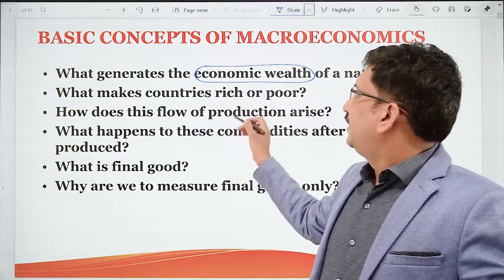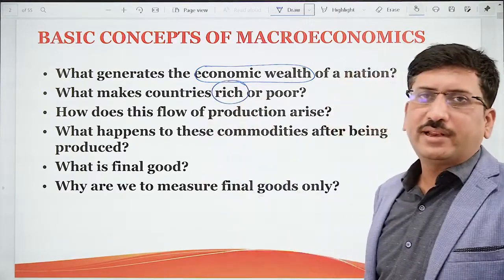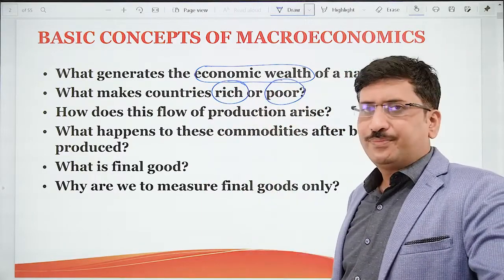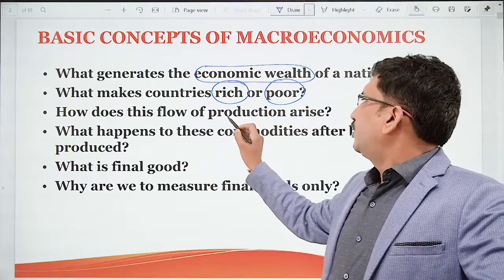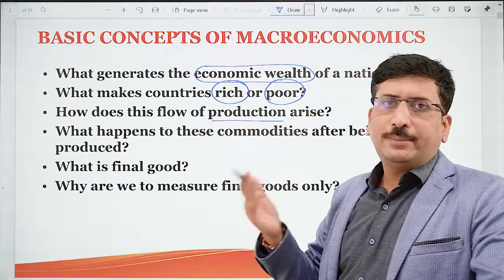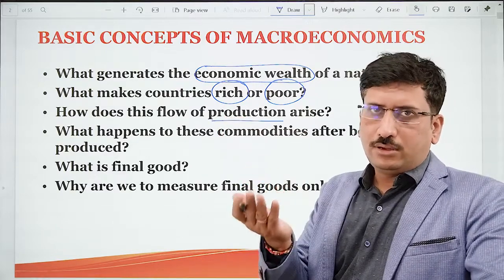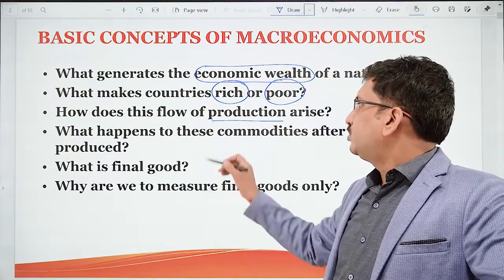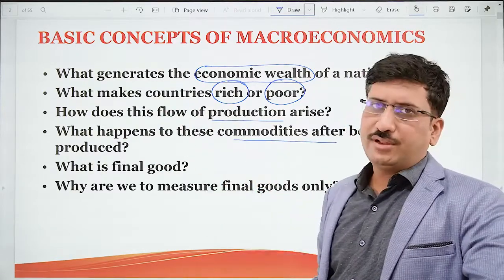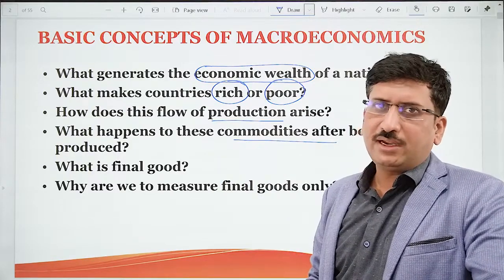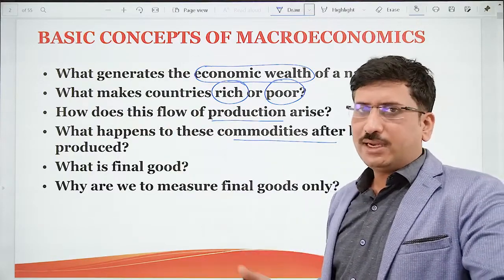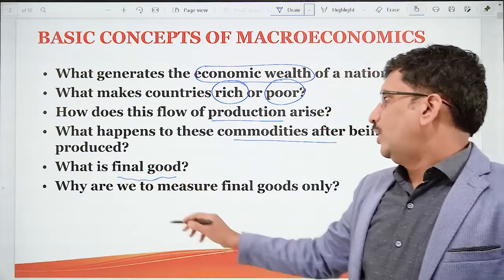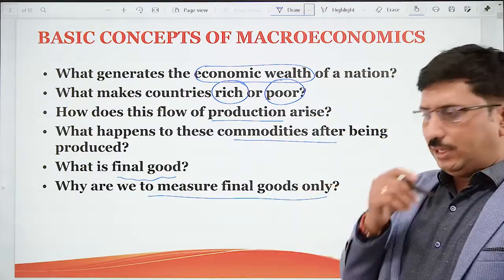What makes countries rich? We know there are so many rich countries and so many poor countries. Why are they poor? Why are they rich? How does this flow of production arise? Basically, things are produced and they are sold in the market, right? What happens to these commodities after being produced? It is the beginning process, right? After production, it has to reach the market and be sold there. So what is a final good? Why are we to measure the final goods only?